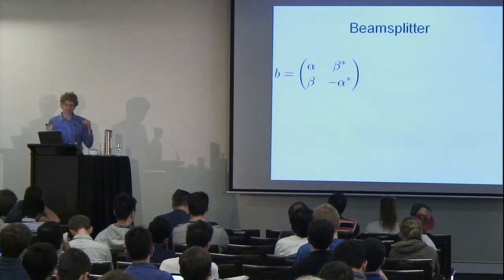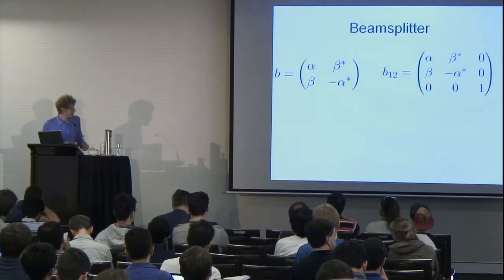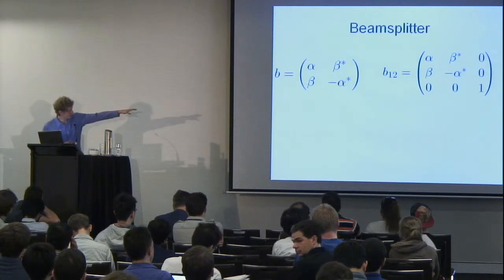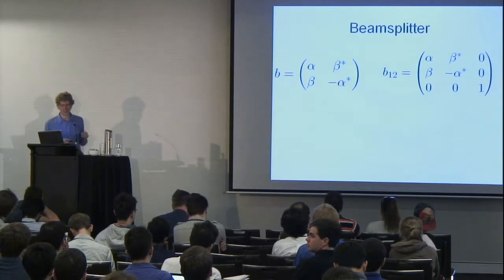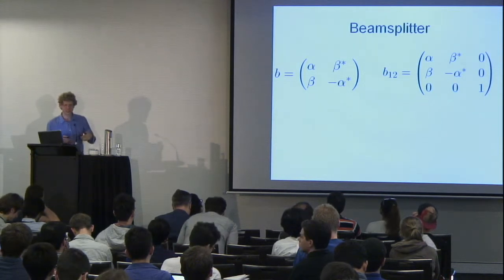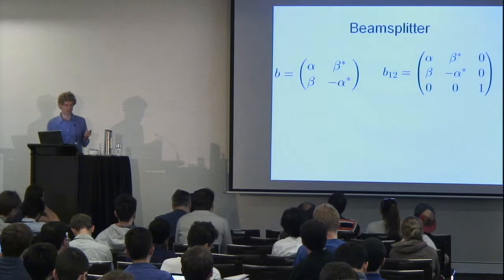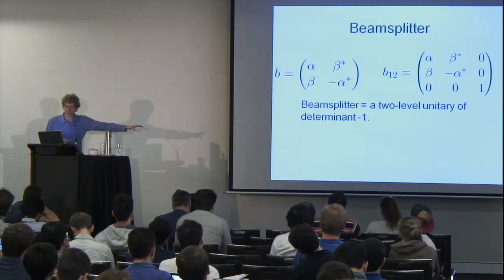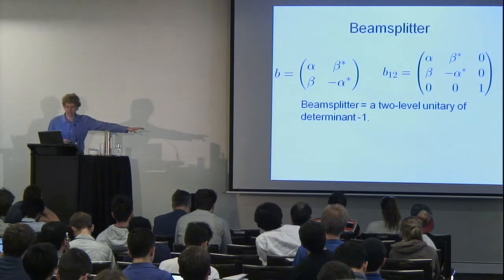And when you apply it to a larger system, it acts in direct sum with the identity on the remaining modes. So for instance, if you have this beamsplitter on the left and you apply it to modes 1 and 2, it will generate the following matrix action on your 3-dimensional Hilbert space. So in other words, a beamsplitter is precisely a 2-level unitary of determinant -1.